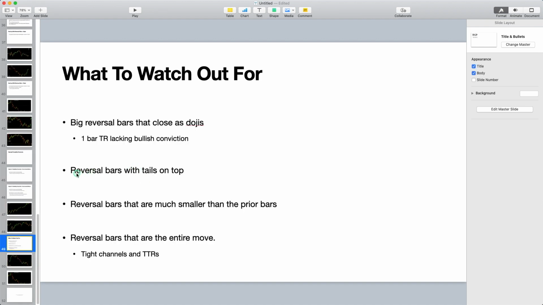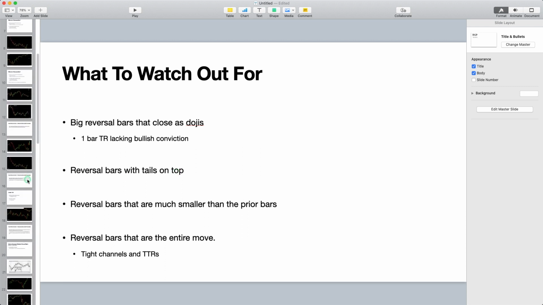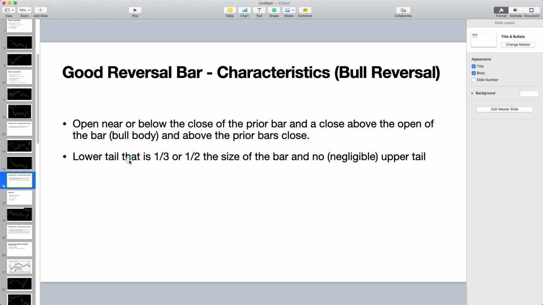The second thing to watch out for is reversal bars with tails on top. We mentioned earlier when we discussed the characteristics of a good reversal bar that we want a lower tail that is a third or half the size of the bar and no or a negligible upper tail. And the reason we want no or a negligible upper tail is because we want bullish conviction in the bull case and bearish conviction in the bear case.